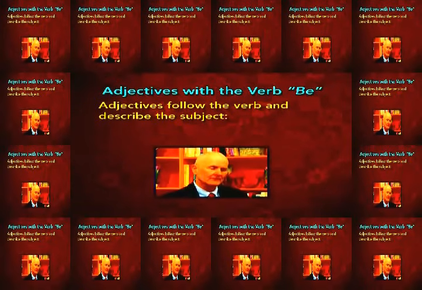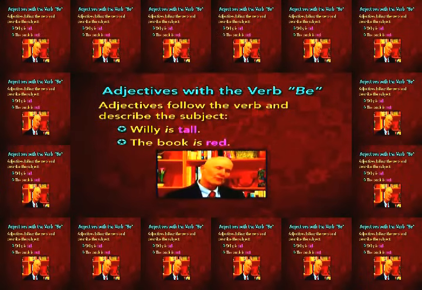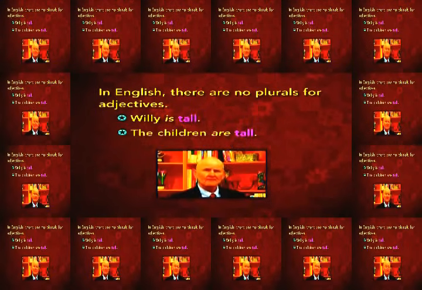Look at these sentences. Willie is tall. The book is red. Remember, in English, there are no plurals for adjectives. Willie is tall. The children are tall. No change. Okay? Let's take a look at these sentences.